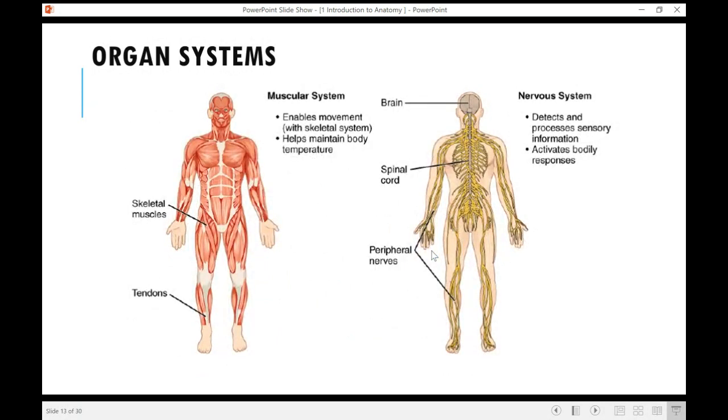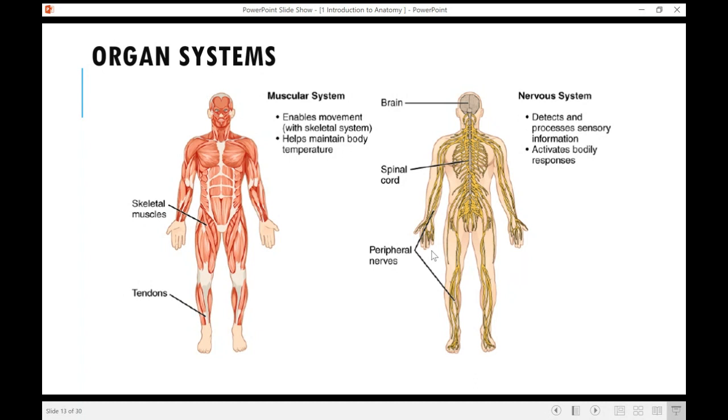Okay. We have our muscular system. That's the third system that we're going to study here in A&P1. It's going to help to enable our movement. It also helps to maintain our body temperature. Bet you didn't know that your muscles were keeping you warm. Okay, and so we have our skeletal muscles and tendons.